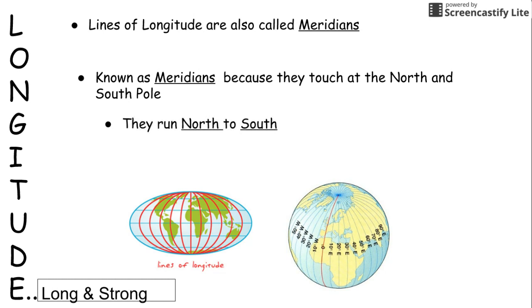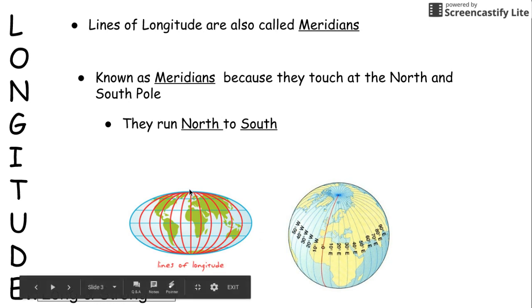These lines will run north and south on a globe. So we can see here with the red ones, the top is the north, the bottom is the south, and each line runs from the top to the bottom.